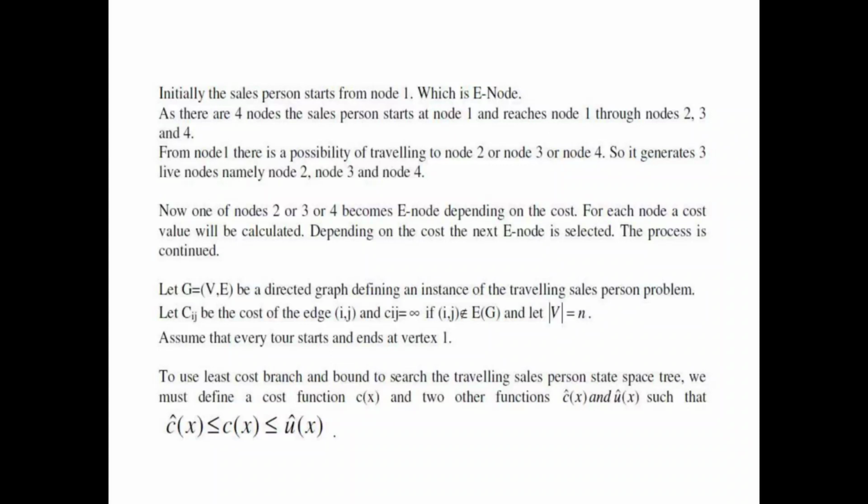Here you can see initially the salesperson starts from one node, which is node 1. As there are 4 nodes, the salesperson starts from node 1 and reaches 2, 3, 4. Nodes 2, 3, 4 are live nodes, and we will generate the state space tree for the traveling salesman problem.